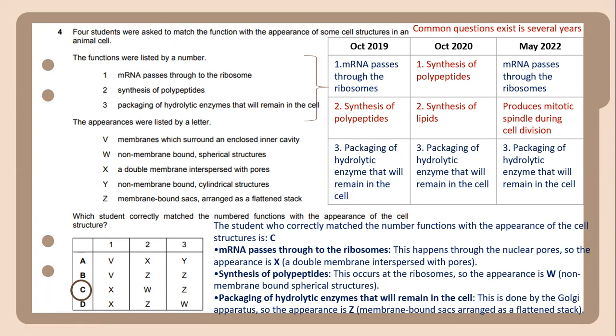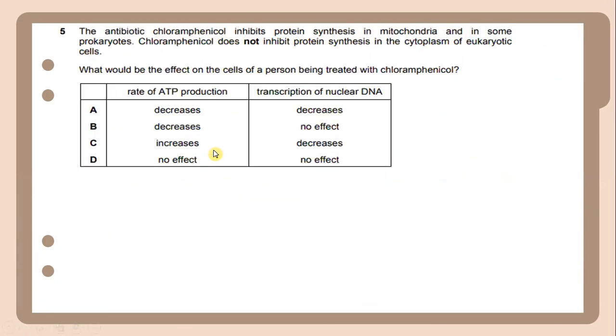This I already explained. It's just to emphasize the strong facts regarding mRNA passes through to the ribosomes. This happens through nuclear pores, so the appearance is X, which is a double membrane interspersed with pores. But for the synthesis of polypeptide, this occurs at the ribosomes, so the appearance is W, which refers to non-membrane bound spherical structures. And for the packaging of hydrolytic enzyme that will remain in the cells, this is done by the Golgi apparatus, so the appearance is Z, which is a membrane bound sac arranged as a flattened stack.